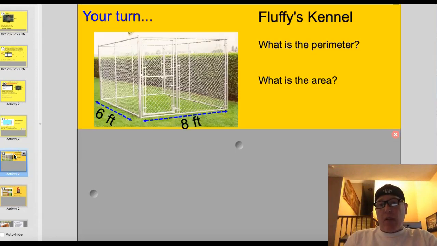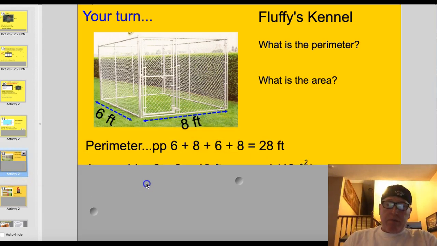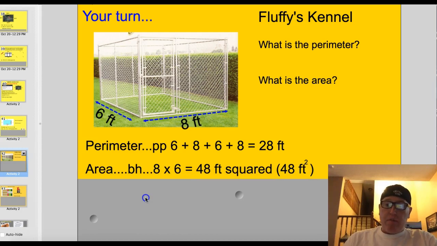How about Fluffy's kennel? What's the perimeter? What's the area? Well, let's see what you did. Perimeter, 6 plus 8 plus 6 plus 8. I got 28 feet. It's linear feet again, or just plain old feet. Area, the base times the height. Well, the base would be 8 times the height of 6. 8 times 6 is 48, and that's going to be feet squared.